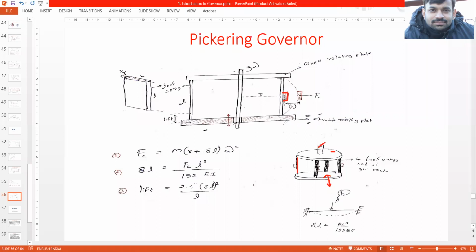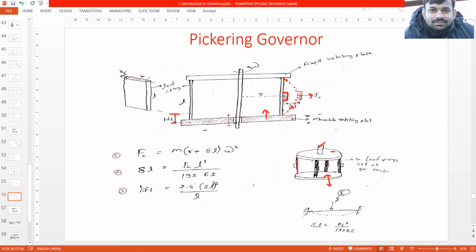As this spindle rotates, this fixed and moving plate will also rotate, and since they are rotating, the springs will also rotate along with the plates. So what will happen? This mass which is attached, because of centrifugal force, will move outward. The leaf springs will tend to bend like this, and it will move this plate upwards. So there will be some amount of lift in the plate, and this new configuration would be achieved. This FC force, that is the centrifugal force, will bend the spring, and in turn it will lift this movable plate.